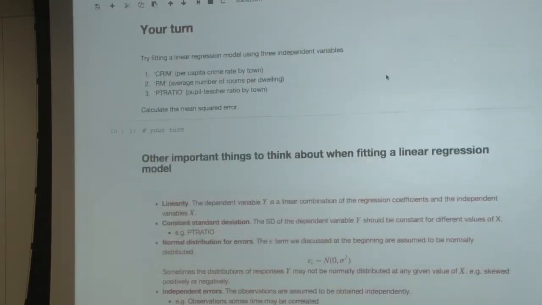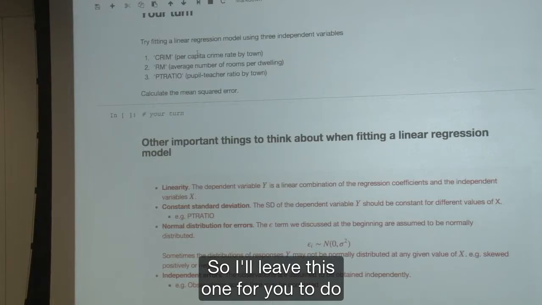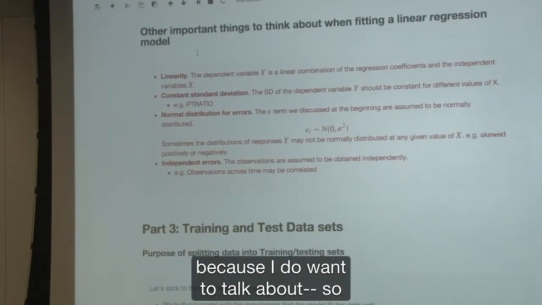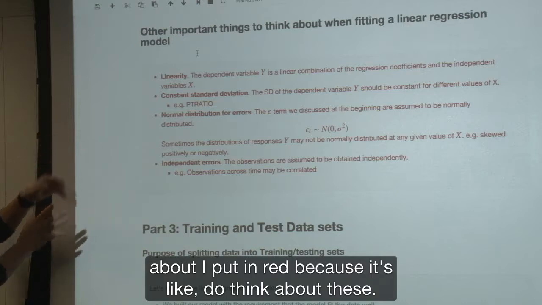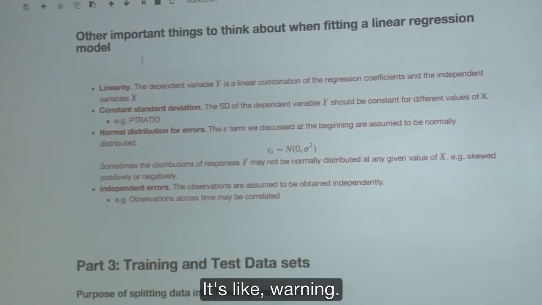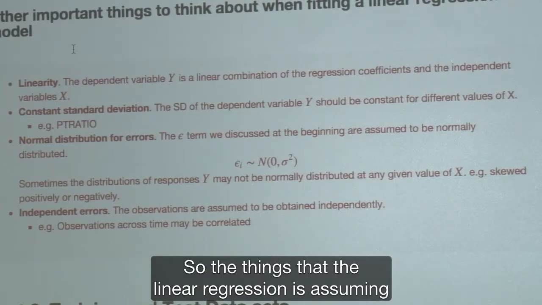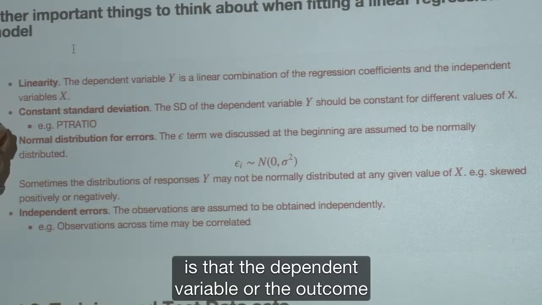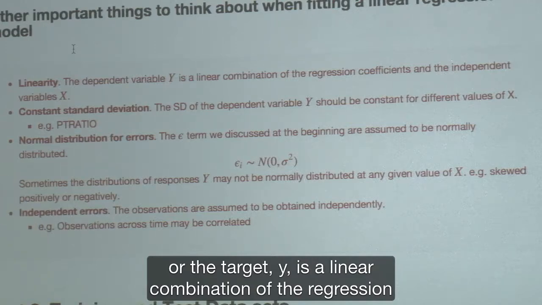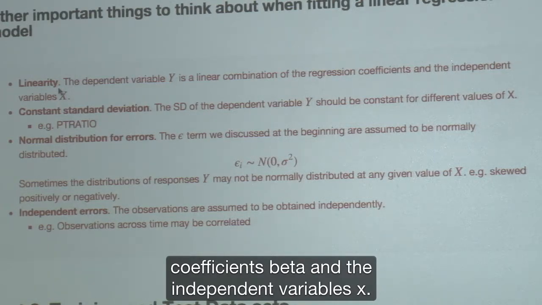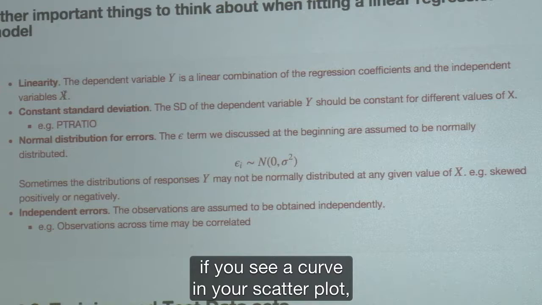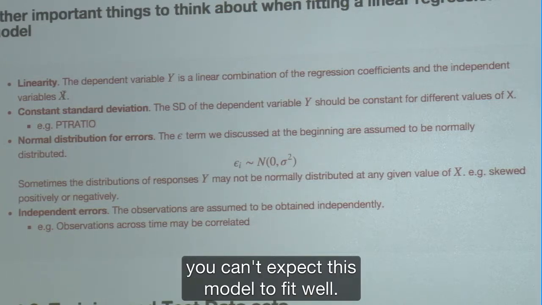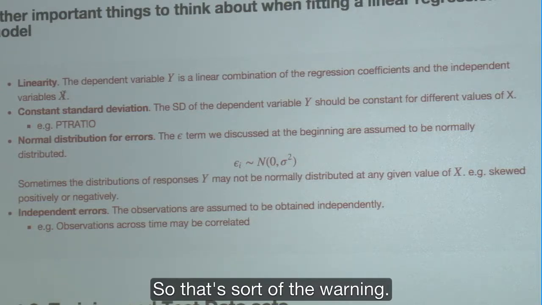Okay. So I'll leave this one for you to do, because I do want to talk about the important things to think about. I put it in red because it's like a warning: do think about these. The things that the linear regression is assuming is that the dependent variable, or the outcome, or the target y, is a linear combination of the regression coefficients beta and the independent variables x. So if you don't have this relationship, meaning if you see a curve in your scatter plot, you can't expect this model to fit well. So that's the warning.